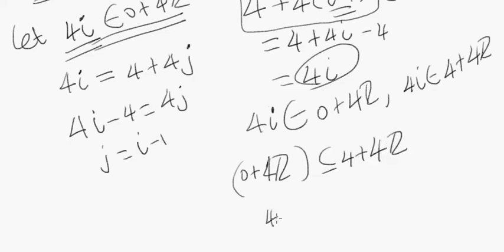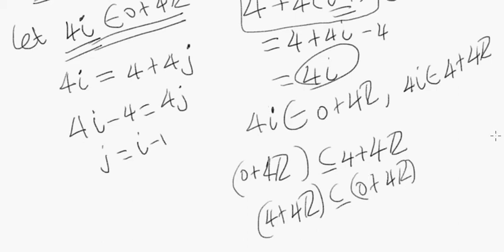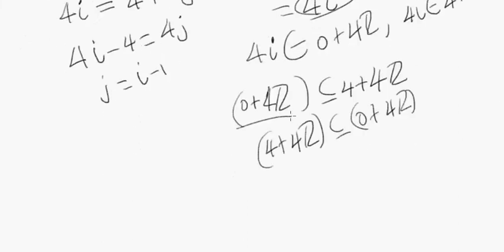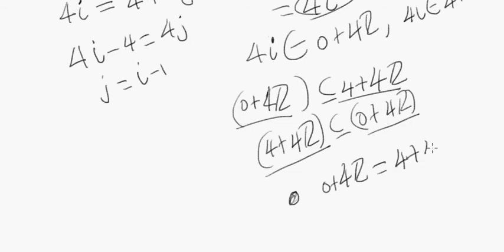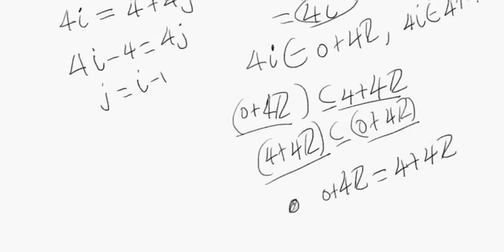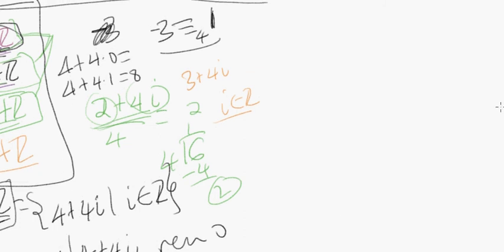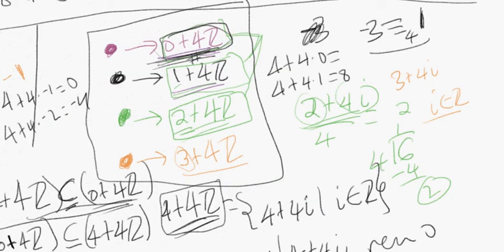But we already proved before that 4 plus 4z is also a subset of 0 plus 4z. So now we can draw the following conclusion. If 0 plus 4z is a subset of 4 plus 4z, and 4 plus 4z is a subset of 0 plus 4z, what does that mean? Well, that means that the coset 0 plus 4z must equal the coset 4 plus 4z. Which kind of agrees with our intuition, what we observed before here.